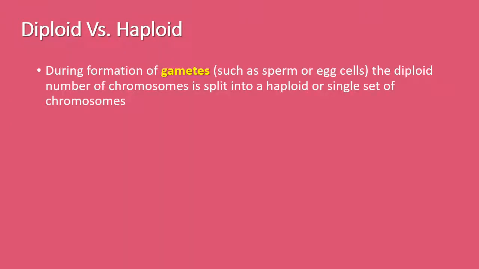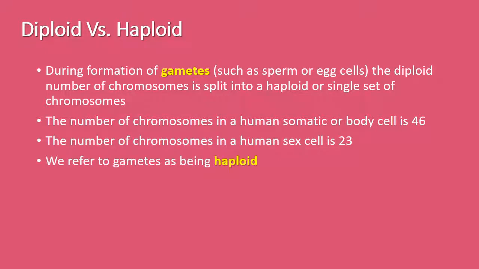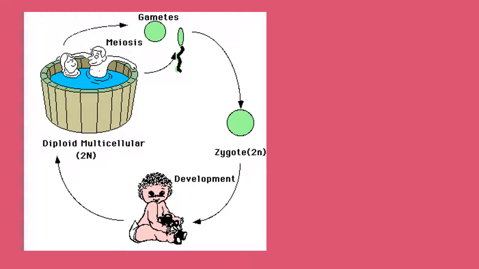So diploid versus haploid, like we were saying: during the formation of gametes, you're going to reduce the number of chromosomes by half to produce a haploid cell. So in humans, we have 46 chromosomes in our diploid cells, so our haploid cells are going to have 23 chromosomes. And meiosis is the type of cell division that leads to the formation of these haploid cells.